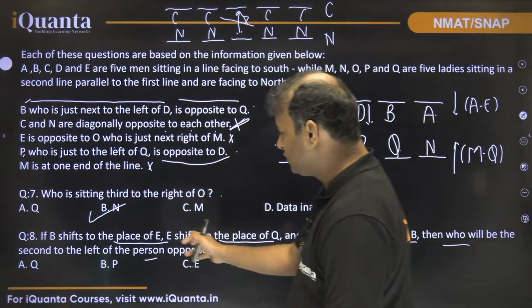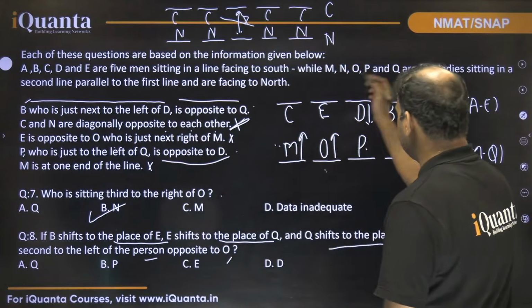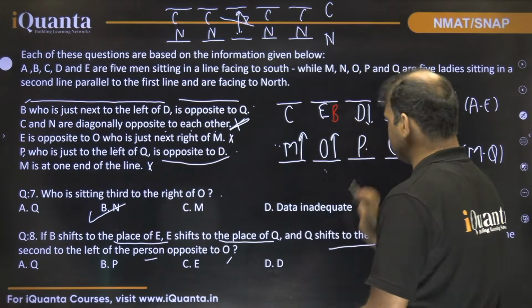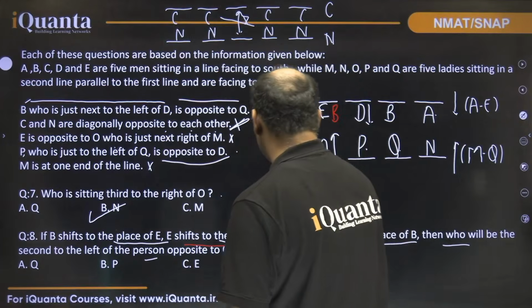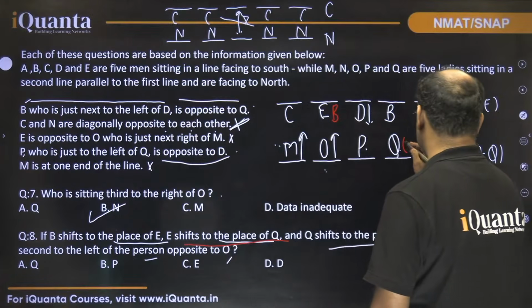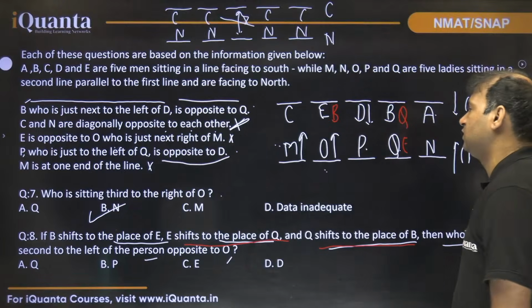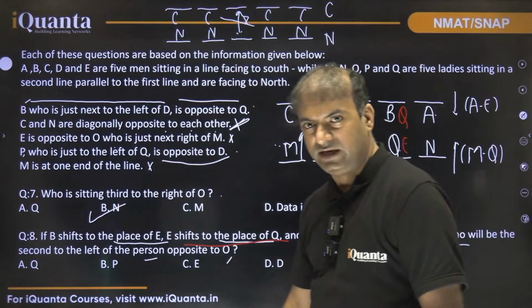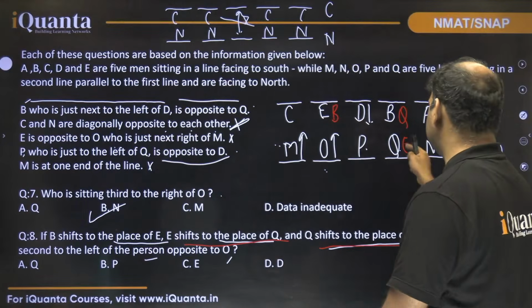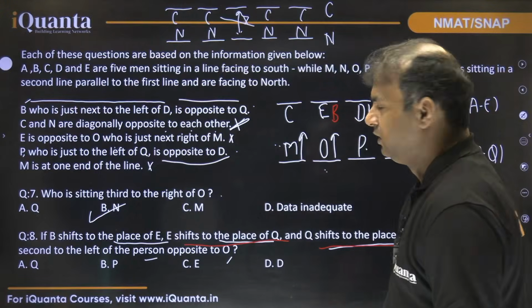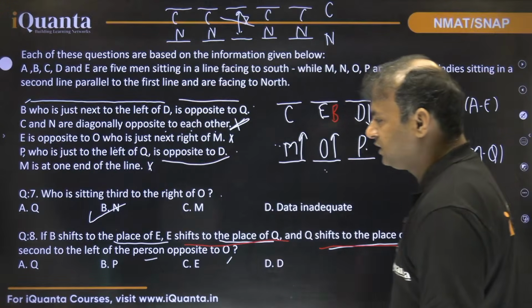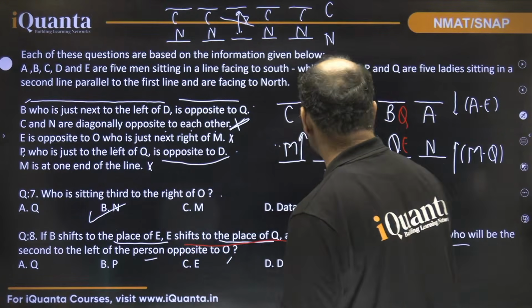They are saying B shifts to the place of E. So B is coming over here now. B is sitting here now. And E shifts to the place of Q. So E is coming here now. And Q is coming to the place of B. That means Q is coming here now. So this is a few changes. B comes here, E comes here, and Q goes here. Simple. Now the question is, who will be sitting second to the left of the person opposite to O?